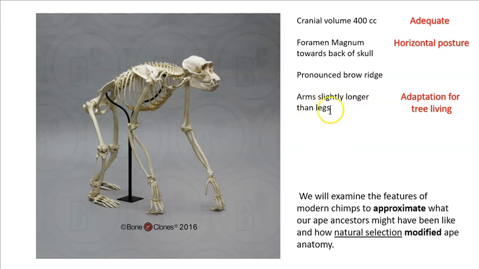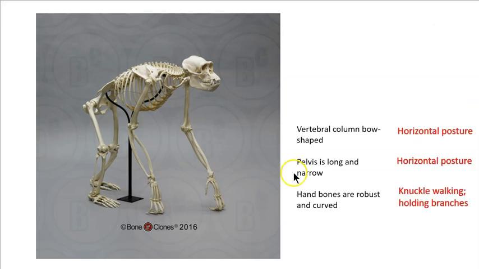Arms slightly longer than legs, that's an adaptation for tree living. So look how long the arms are compared to the legs. In fact, shorter legs is an advantage when you're climbing up trees. The long arms are nice adaptations for grasping onto branches and things. The vertebral column is bow-shaped. It doesn't have to support a lot of weight because the chimp has a horizontal posture.